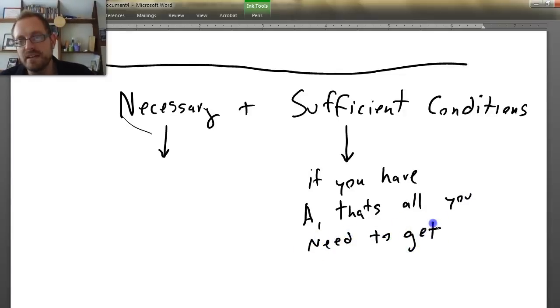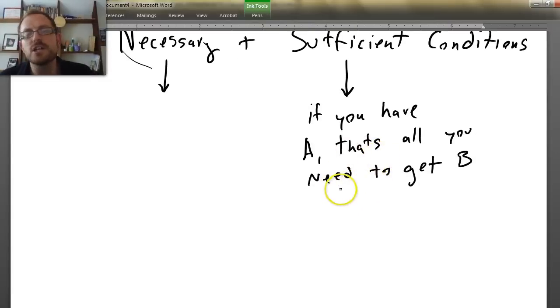To get B, okay? That's all you need to get B. So that's a sufficient condition. Sufficient conditions are more powerful than necessary conditions, actually, right? So let me give you the example here.